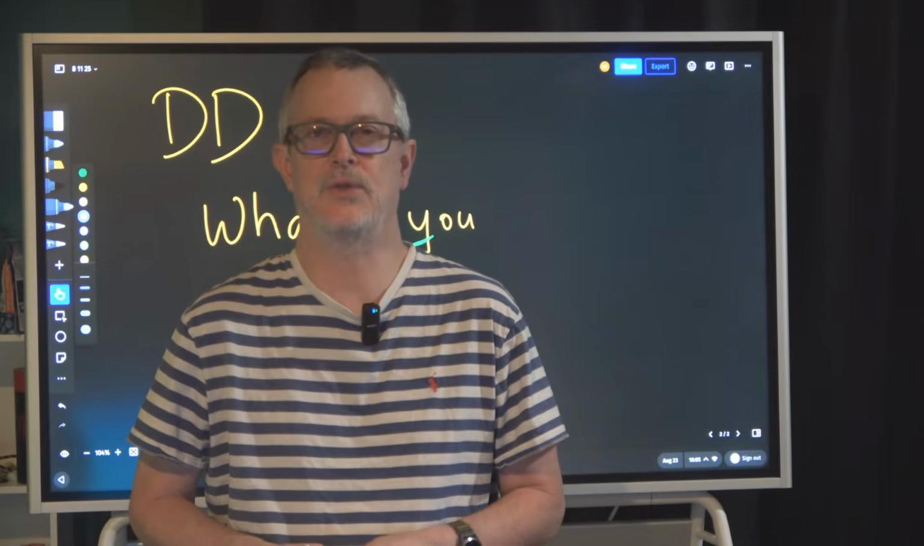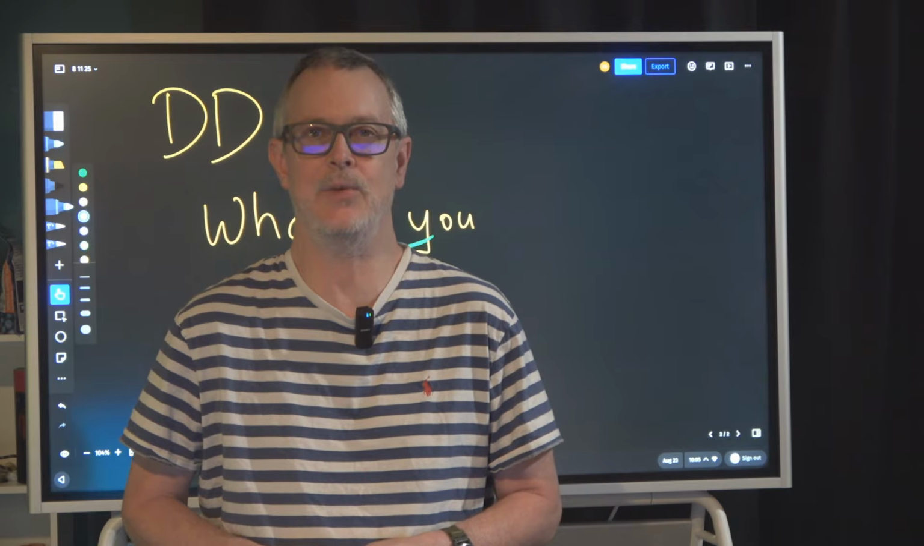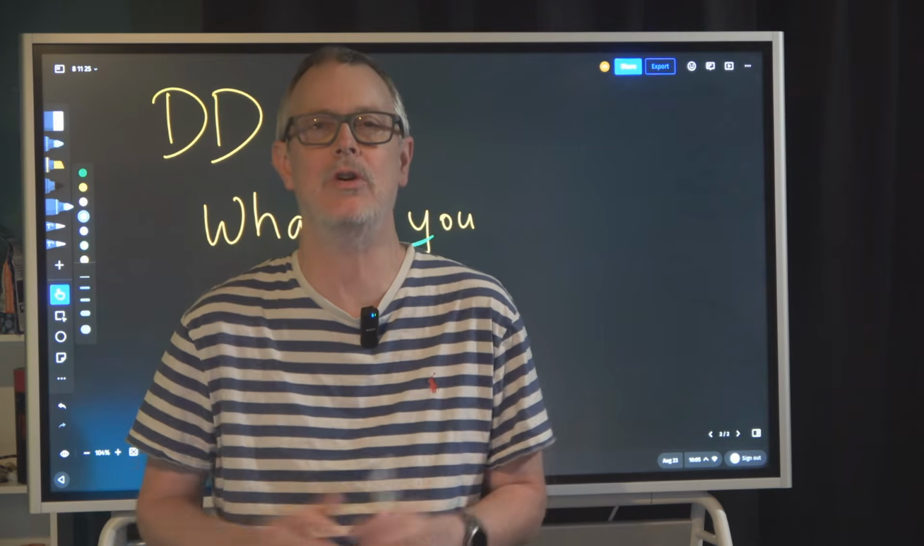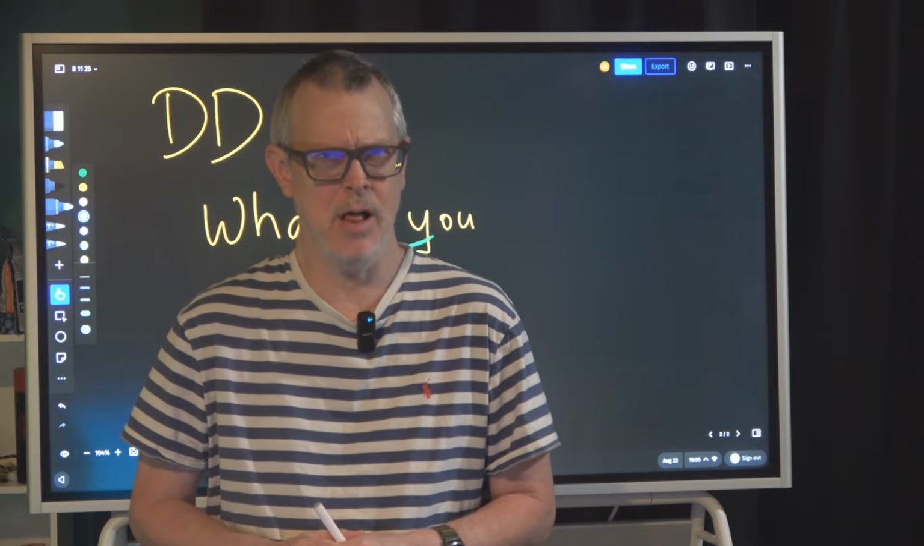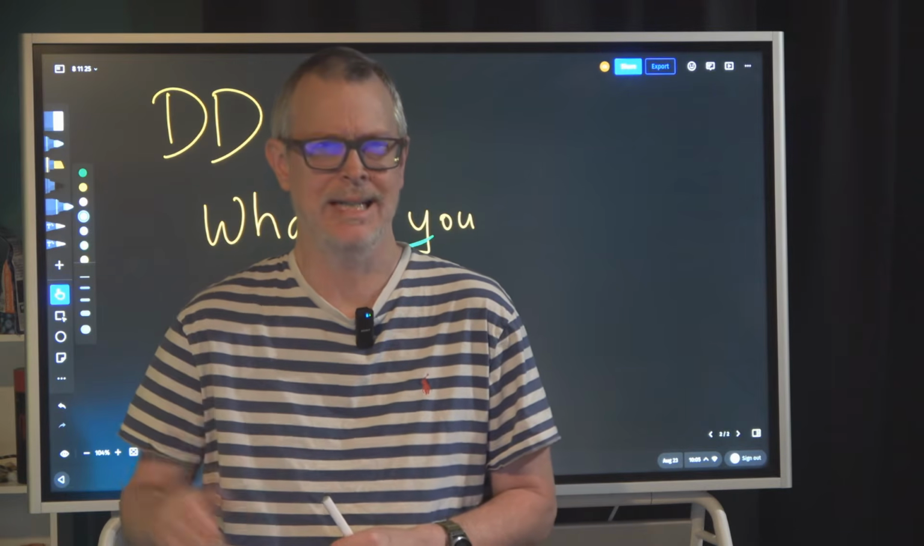Time for the answers for Daily Dictation 691. It was 6 words. Did you get them all? Did you get the right words? Let's listen one more time.